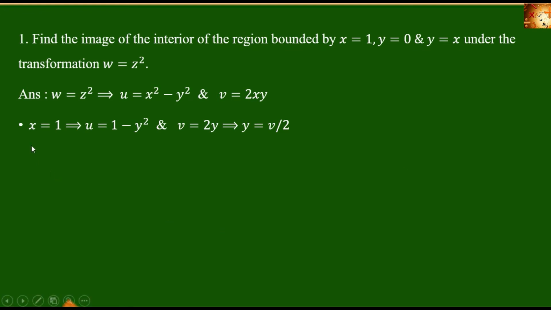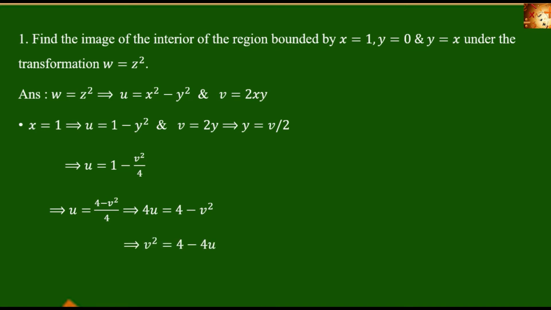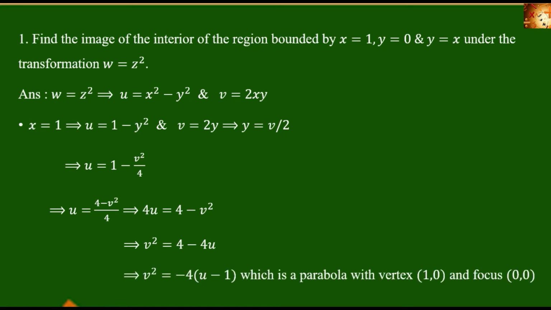First of all, we are considering x equal to 1. When x equal to 1, our u becomes 1 minus y square and v becomes 2y. From that we get y equal to v by 2. Here also we want to eliminate the variables x and y. So u equal to 1 minus v square by 4. Rewriting like this, we get u equal to (4 minus v square) by 4, which implies 4u equal to 4 minus v square. Rearranging the terms, we get v square equal to 4 minus 4u, that is v square equal to minus 4 into (u minus 1), which represents a parabola. So x equal to 1 corresponds to a parabola.